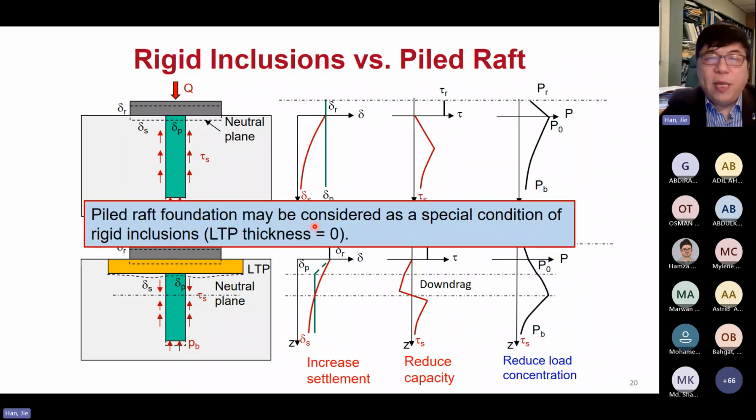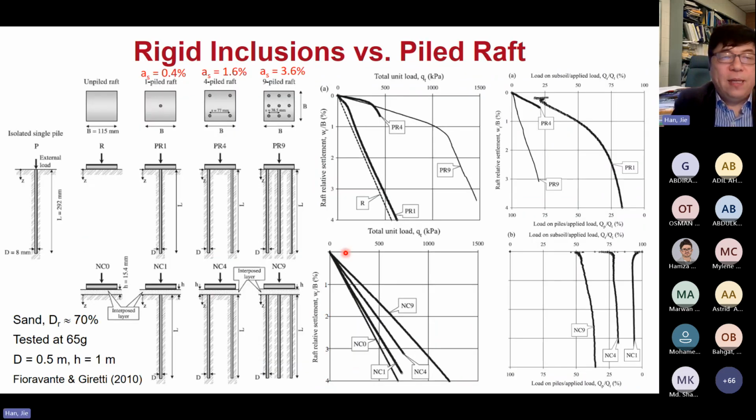The pile raft foundation may be considered as a special condition of rigid inclusion with cushion, where the cushion thickness equals 0. Right? There was a study done in the past, and they looked into this kind of difference. At that time, people didn't call it a rigid cushion. It was called an unconnected pile raft system for the lower one. Here I show you the different tests, and I will explain the results.